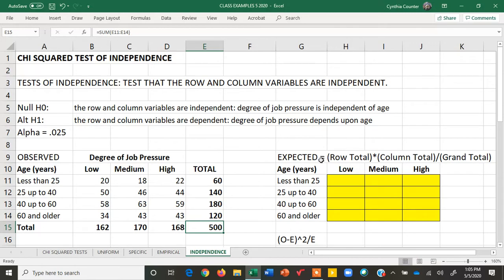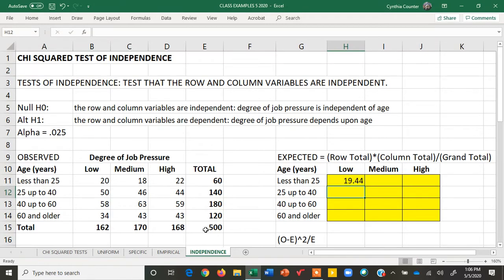So let's go ahead now and apply this expected frequency formula and find all the expected frequencies. First, we want to get the number of ways to get low pressure and be less than 25 years old. The number of occurrences in less than 25 years old is 60. So we have 60 who are less than 25, that's our row total, times low, there are 162 individuals with low degree job pressure, but now we divide that by the grand total of 500.